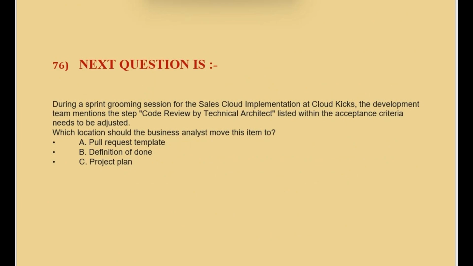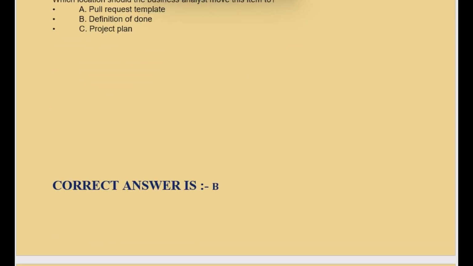Question is during a sprint grooming session for the Sales Cloud implementation at CloudKix, the development team mentions the step code review by technical architect listed within the acceptance criteria needs to be adjusted. Which location should the business analyst move this item to? Option A. Pull request template. Option B. Definition of done. Option C. Project plan. Correct answer is option B.